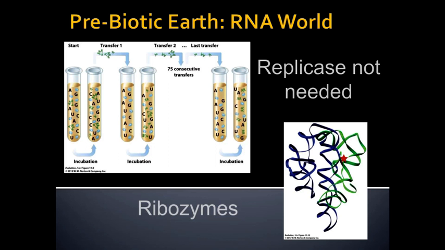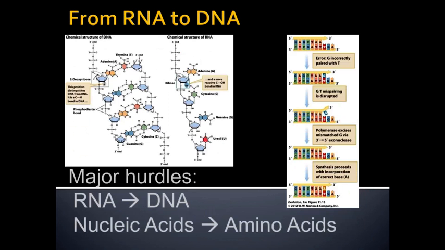So our current hypothesis is that life began, or at least proto-life, right, before we have living organisms, began as RNA molecules that could self-replicate. Now, many of the steps of how we go from RNA to DNA, how we get DNA and proteins, right, these amino acids connected together, are still under investigation.